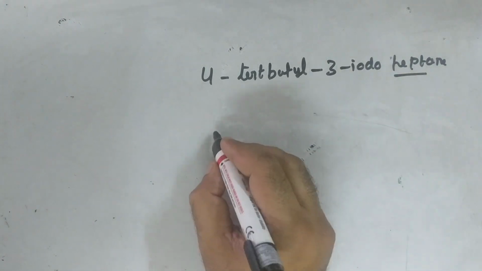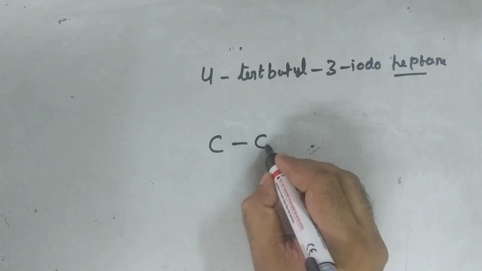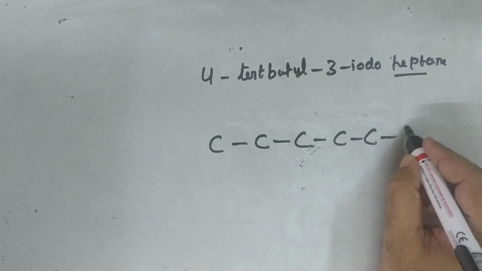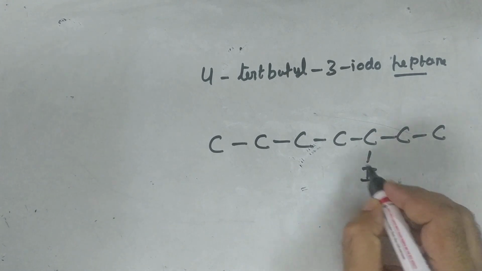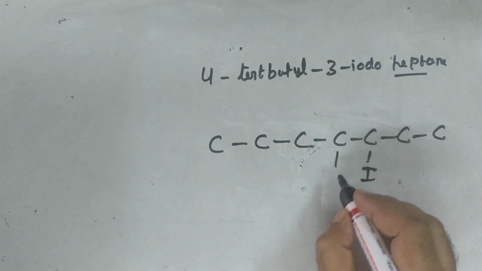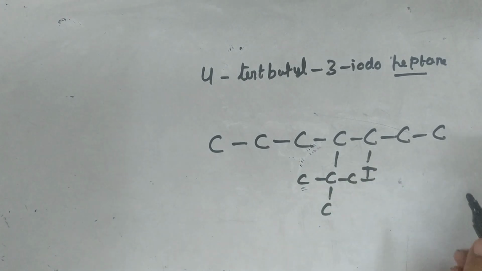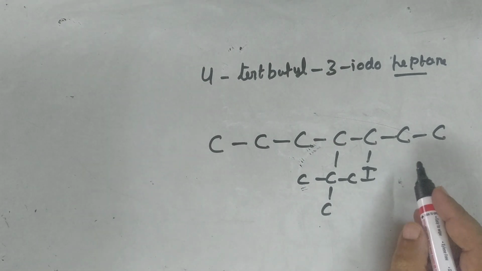Heptane means 7 carbons. So first of all, you're going to put 7 carbons, 1, 2, 3, 4, 5, 6, 7. Third position iodo, okay. Fourth position tertiary butyl group. Fourth position 4 carbon and the tertiary one. This is your tertiary group. You can put hydrogens and complete the valency. This is what the compound is.